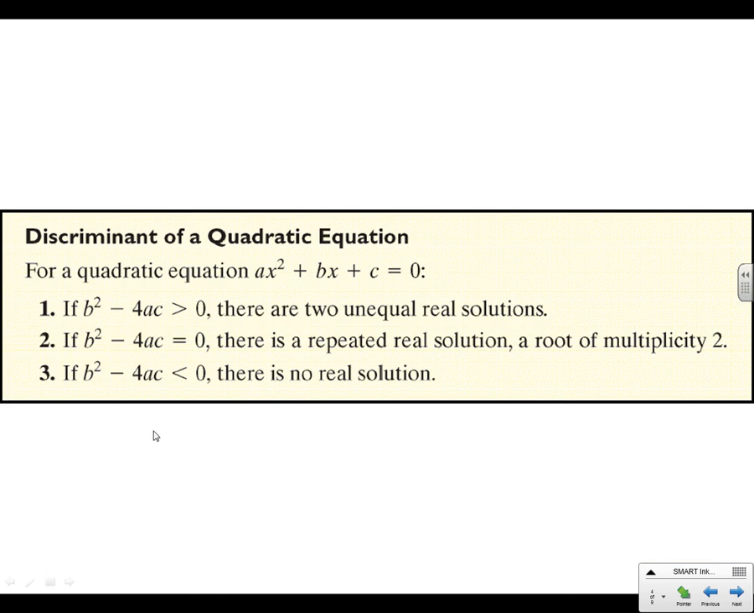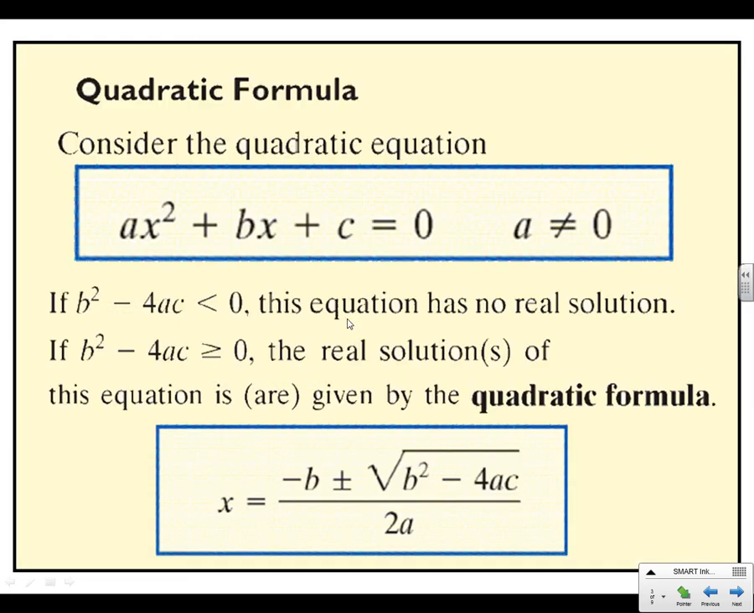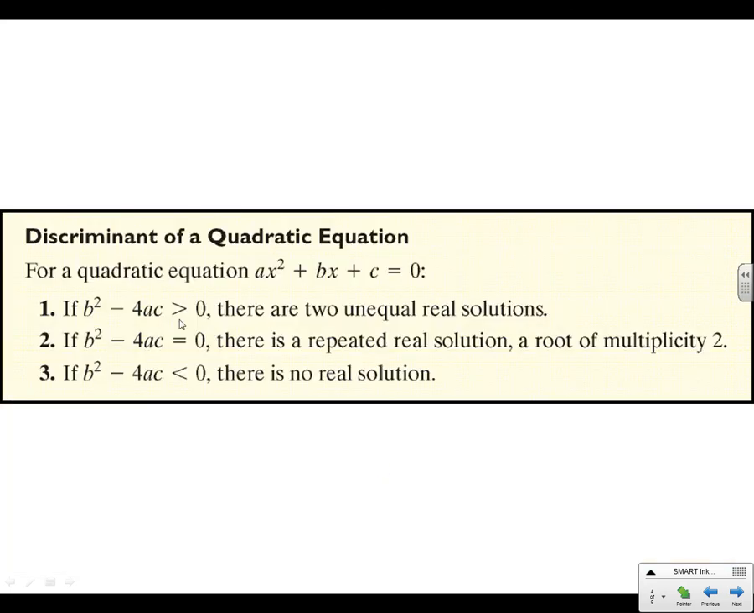Here's just a repeat of what I just said. The piece under the square root, b squared minus 4ac, is called the discriminant. If that's greater than 0, we have two real solutions that are not the same. If it's equal to 0, we're going to have one repeated real solution, a multiplicity of 2, which means it repeats twice, but just one solution. And if it's less than 0, no real solutions.